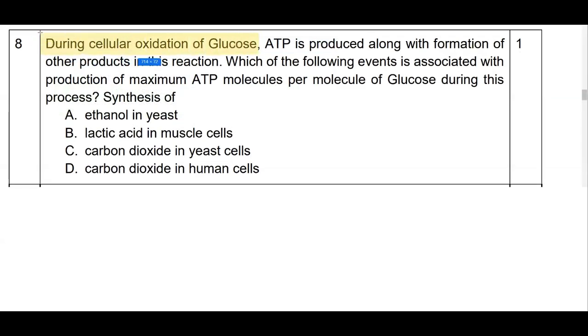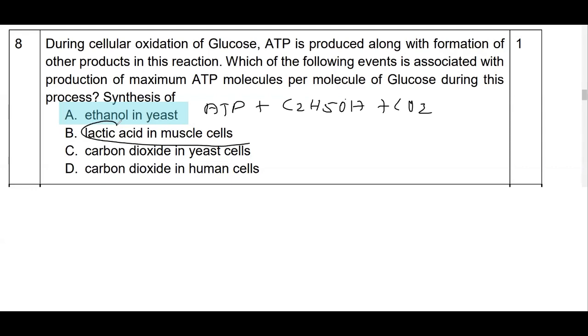The next question is: during cellular oxidation of glucose, ATP is produced along with the formation of other products. Which of the following events is associated with the production of maximum ATP molecules of glucose during this process? Now we know that there are two types of respiration. One is aerobic, which takes place in the presence of oxygen, the other takes place in the absence of oxygen. What you should know is that aerobic produces more energy than anaerobic. So looking at the options here, ethanol in yeast is an anaerobic reaction, right? Although it produces energy in the form of ATP, the other products released are alcohol, C2H5OH, and carbon dioxide. Now, lactic acid in the muscles is clearly an anaerobic reaction, so these are not correct.